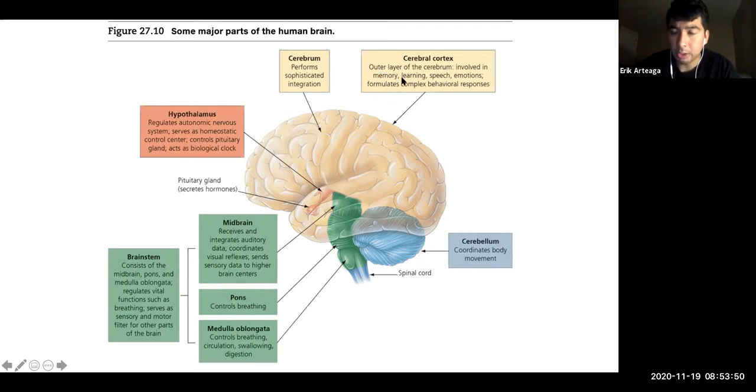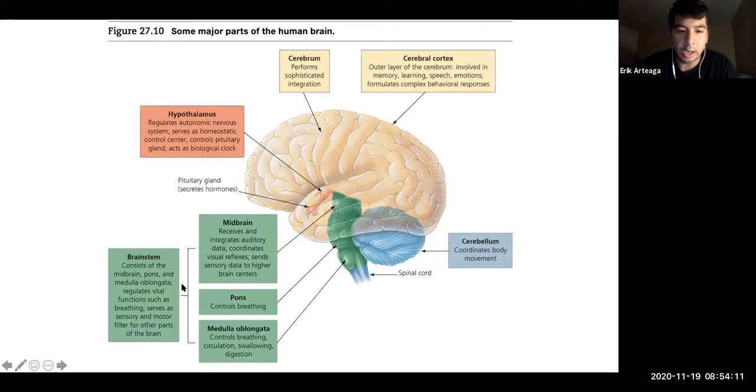All right. So the outer layer of the cerebrum is involved in memory, learning, speech, emotions, and formulates complex behavioral responses. Okay. You have the hypothalamus. We talked about the hypothalamus being integrated with the pituitary gland. So it regulates the autonomic nervous system, serves as a homeostatic control center, controls the pituitary gland, and acts as a biological clock.